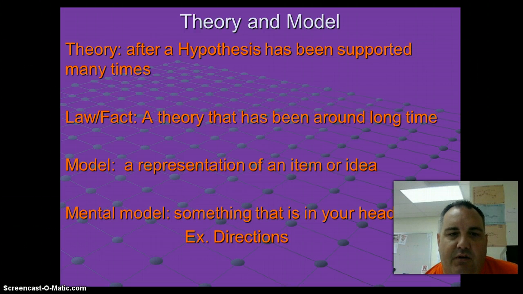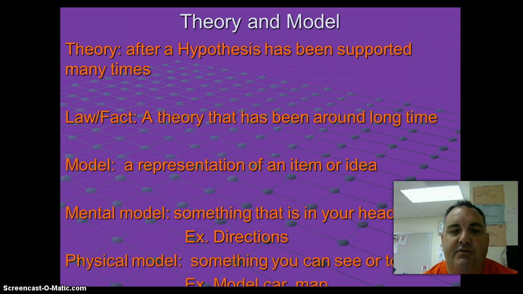So usually we start with kind of a mental model, in our mind, what's going on, but eventually what we need to do is come up with some sort of physical model. And a physical model is something you can see or touch. So for example, a model car, or in the case of directions, coming up with something as simple as a map would be very helpful.